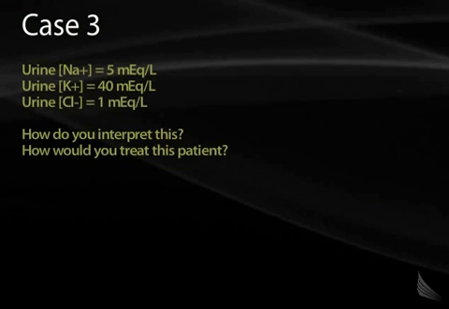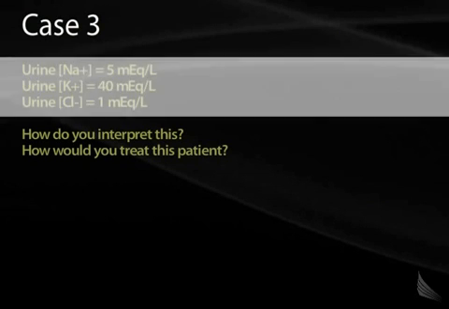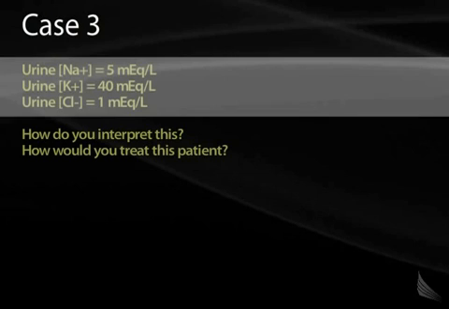Let's go back to case 3. The urine sodium concentration is 5 milliequivalents per liter, the urine potassium concentration is 40 milliequivalents per liter, and the urine chloride concentration is 1 milliequivalent per liter. If you recall, this patient had a metabolic alkalosis. How would you use these values to determine whether this is a salt-sensitive or salt-resistant alkalosis?